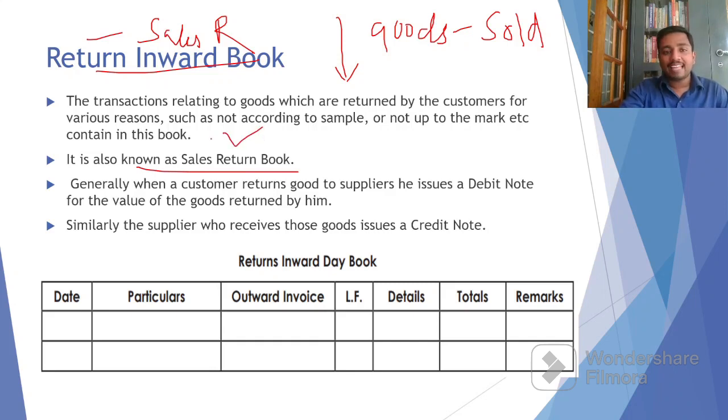And why do sales returns happen? Because of various reasons, like it is not according to the sample, or it is not according to the standard, or it is not recorded into our books of accounts, then these items are returning back, and that is recorded in the sales return book. Here we will sometimes be issuing a debit note as documentary proof for the sales returns. So here the details will be entered. This is the format of the return inwards book.